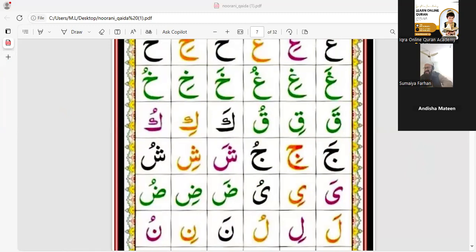Now read this one. Ain zabar a. Then this one. Dal zabar da. Then this one. Lam zabar la. Now join it. Ada. Adala. Good.